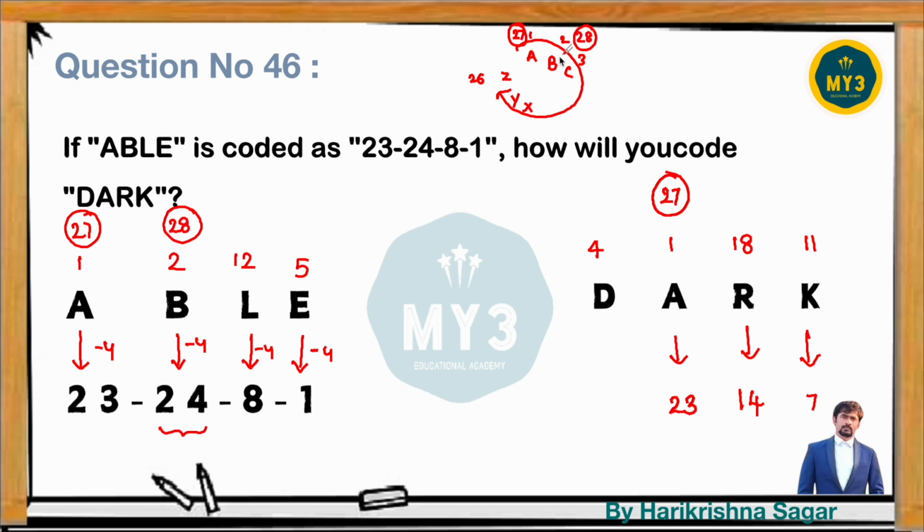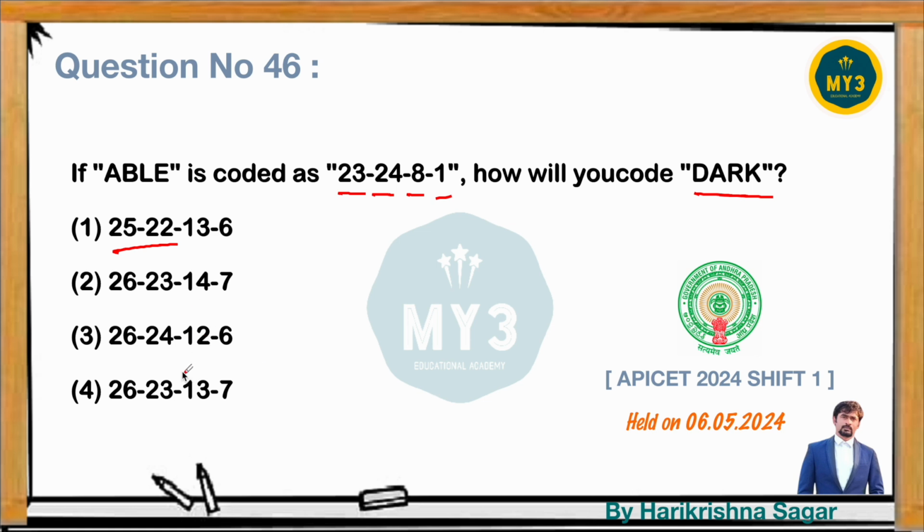So for D's position, B is 28 and C is 29, so D will be 30, right? Just add 26 to this. So 30 minus 4 is going to be 26. So the answer must be 26, 23, 14 and 7, which is available as option 2. You can mark your answer choice as option 2 here. Hope you are able to understand this.